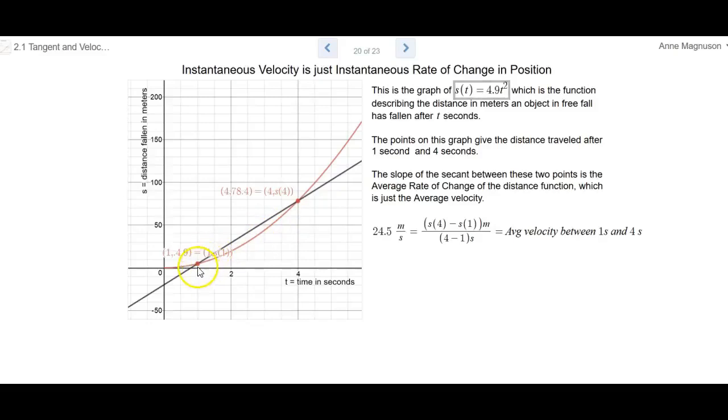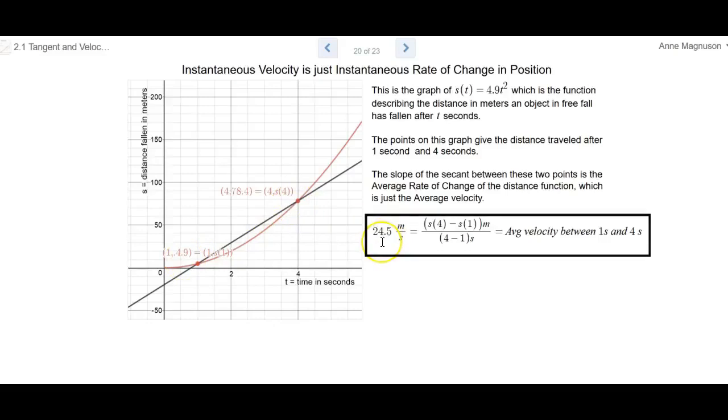So for instance, this point represents after 1 second, the object has fallen 4.9 meters. After 4 seconds, the object has fallen 78.4 meters. So the average velocity between 1 and 4 seconds is just the average rate of change of this function. If I find the average rate of change between t equals 1 and t equals 4, I get 24.5 meters per second.